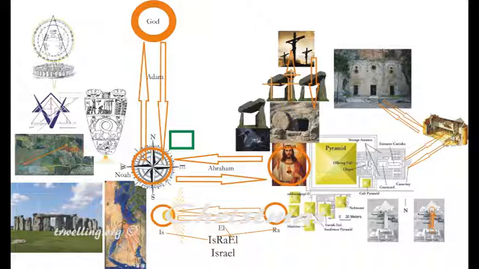But the point is that the City of Pillars, Heliopolis, Adam, the infrastructure of the megaliths, the infrastructure of the global network that the megaliths and dolomites were part of, Adam, City of Pillars, the pillars of throughout all three major monotheistic faiths, Judaism, Christianity, Muslim, Islam.